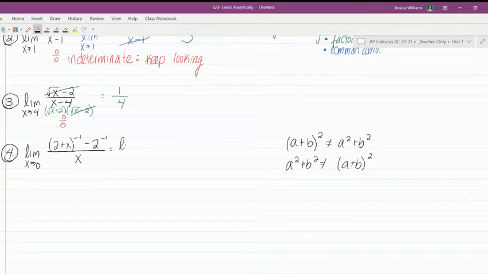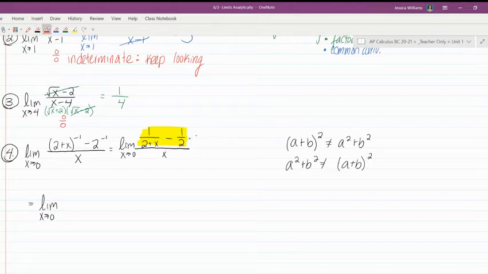Okay. Raising to the negative 1 is the same as reciprocating. So this is going to be 1 over 2 plus x minus 1 over 2, and that all over x. So when I say common denominator, I mean up here. So we're going to find a common denominator for our numerator. I haven't taken a limit, so I have to keep writing limit. AP is very, very strict on notation, so make sure you're careful with the notation.